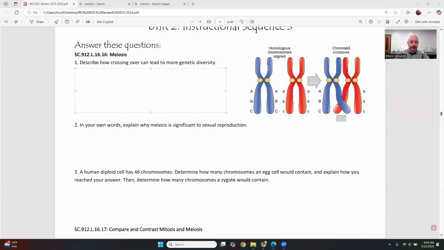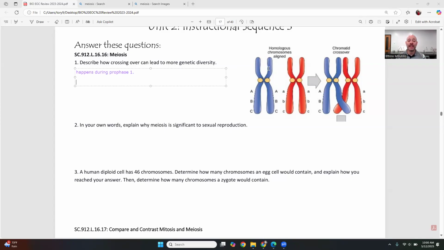Crossing over happens during prophase 1. You guys, the number of times I've seen that question specifically show up on the EOC, they make a huge deal out of crossing over and genetic diversity. So I'm just going to tell you, crossing over is when they trade arms and legs and we get genetic diversity. When does it happen?